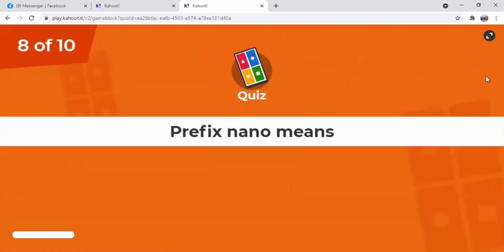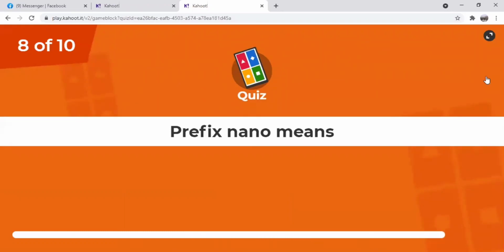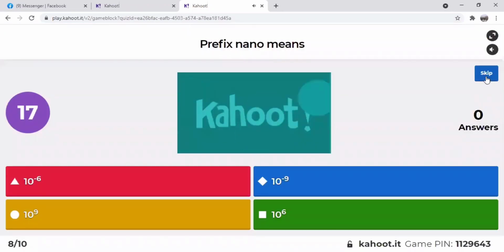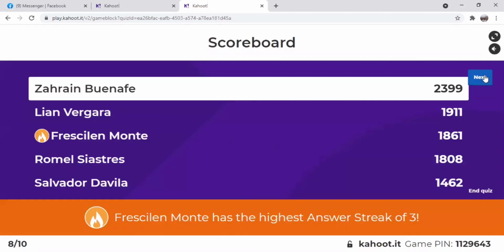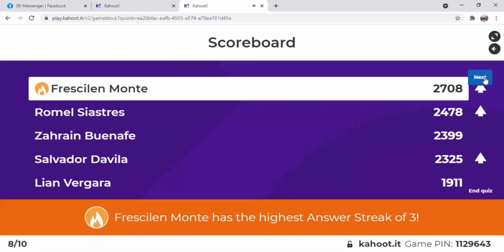Okay, Zaren is on the top list. Let's go to the 8th question. Prefix nano means... 5, 4, 3, 2, 1. Okay. And 3 got a correct answer: 10 raised to negative 9. Okay, so Freselin is on the top.